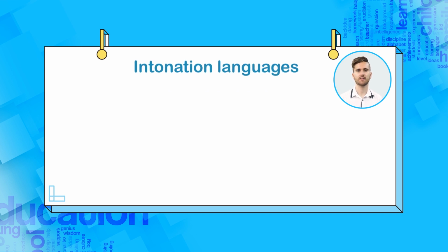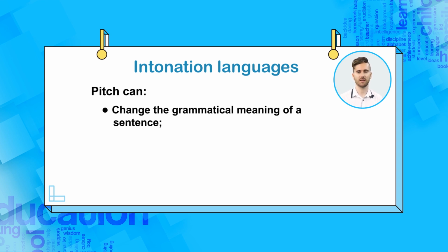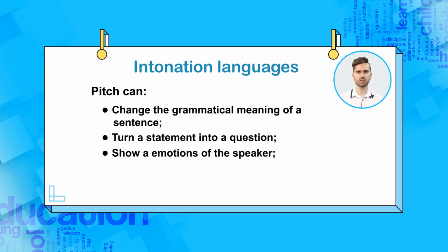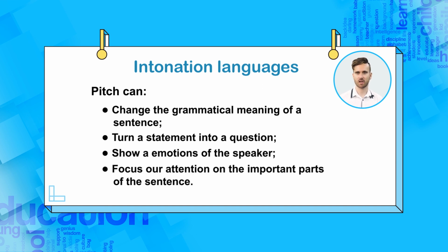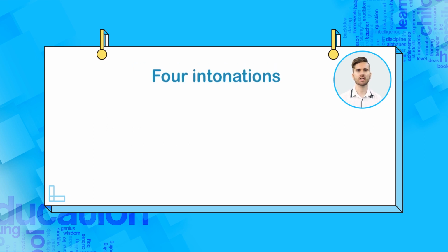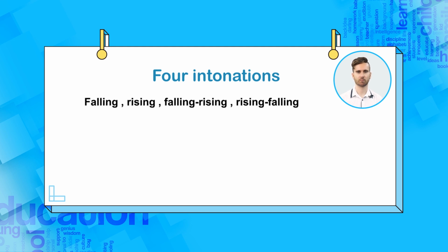Secondly, in intonation languages, pitch is not used to change the meaning of words. Instead, it has several other functions. It can change the grammatical meaning of a sentence. It can turn a statement into a question. It can show the emotions of the speaker, or it can focus our attention on the important parts of the sentence. English has four intonations: falling, rising, falling-rising, and rising-falling.